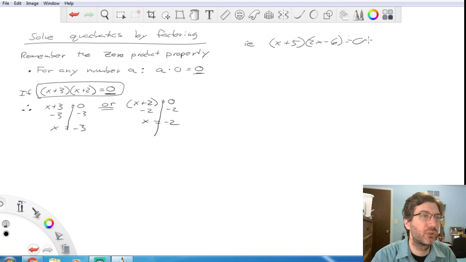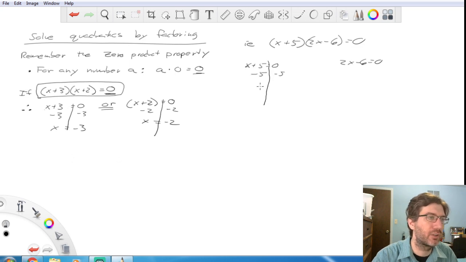If this is true, then to solve it, you're going to set each factor equal to 0. And you're going to solve for each of them. So here we're just going to subtract 5 from both sides, and x is going to equal -5. And here you're going to add 6 to both sides. And 2x is going to equal 6, and then you're going to divide by 2, and x is going to equal 3.